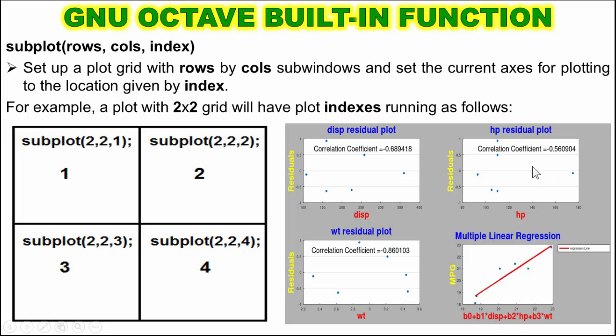This graph will be placed on the top right corner by calling subplot 2 rows, 2 columns, index 2. This graph will be placed on the bottom left corner by calling subplot 2 rows, 2 columns, index number 3. This graph will be placed on the bottom right corner by calling subplot 2 rows, 2 columns, index number 4. All of the 4 graphs are placed in one window.